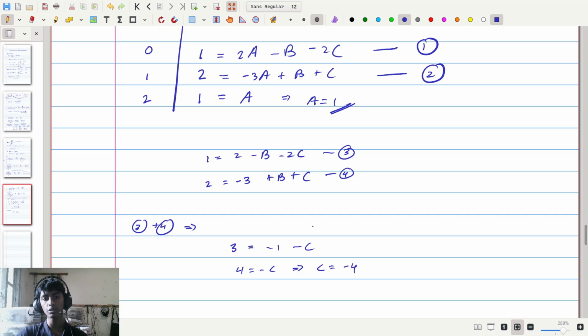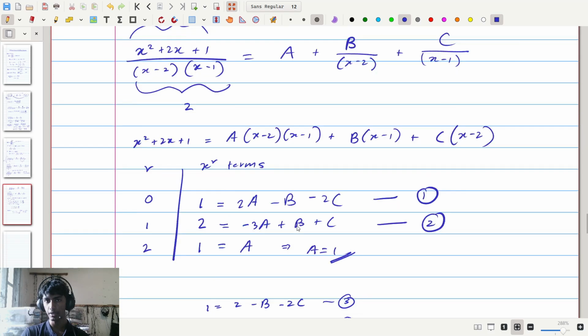Substituting c is equal to negative 4 into one of the above two equations will give us the answer we seek. Substituting it into 4, we can see that 2 is equal to negative 3 plus b minus 4. Taking this minus 3 and minus 4, which is minus 7, to the other side, we can see that b is equal to 2 plus 7 or 9. So we have that b is equal to 9, c is equal to negative 4 and a is equal to 1. What does this mean for us?